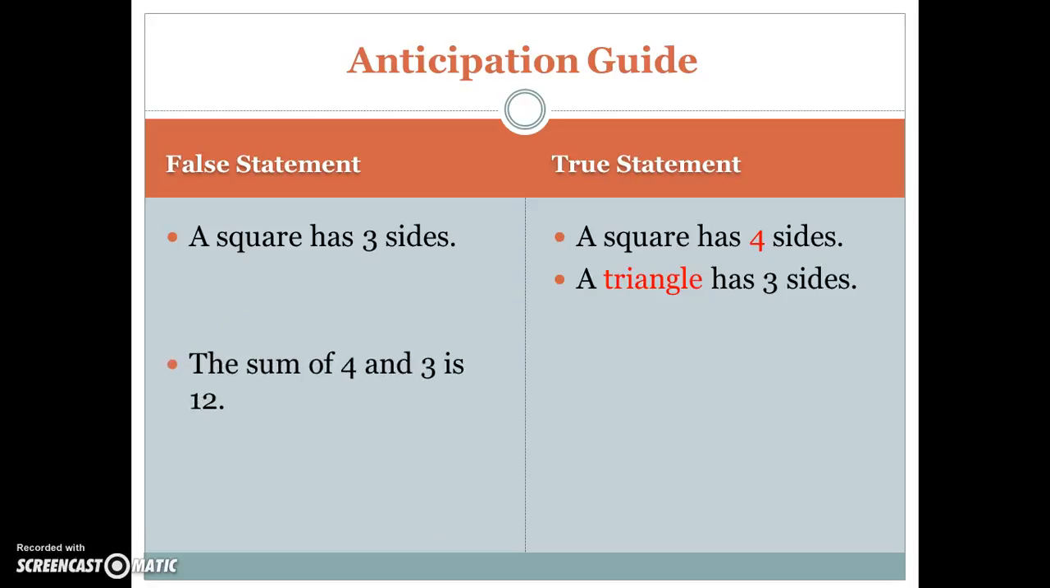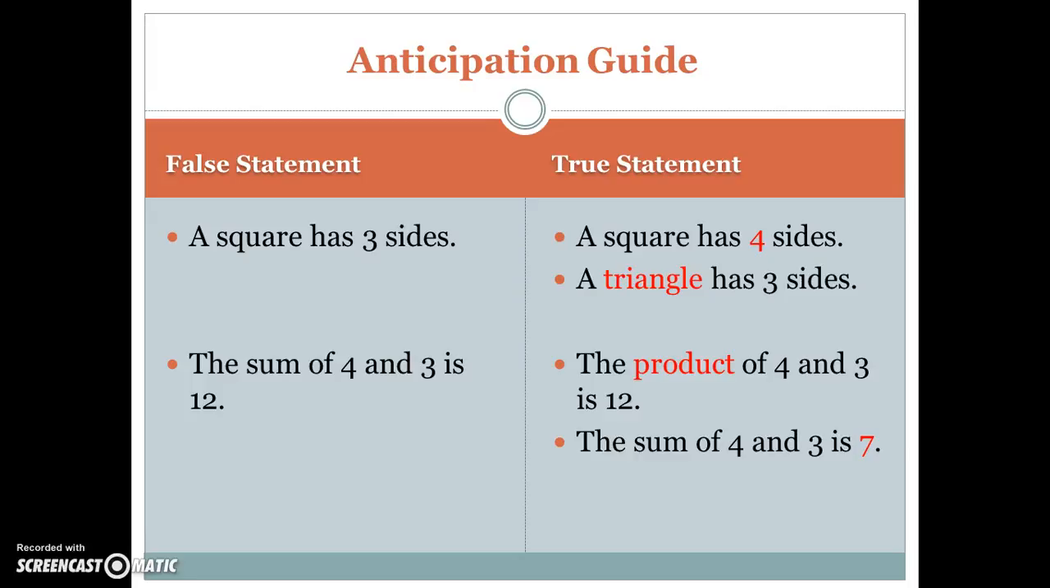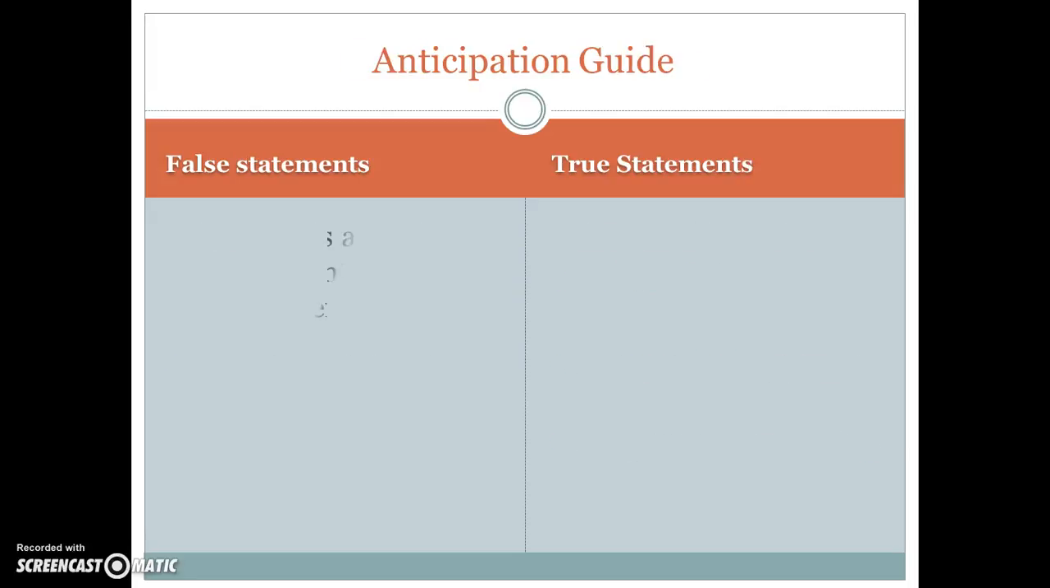Now once again, we have a false statement that the sum of 4 and 3 is 12. Now we could change the word sum to product to make it a true statement that the product of 4 and 3 is 12. Or we could change the number 12 to 7, saying that the sum of 4 and 3 is 7.